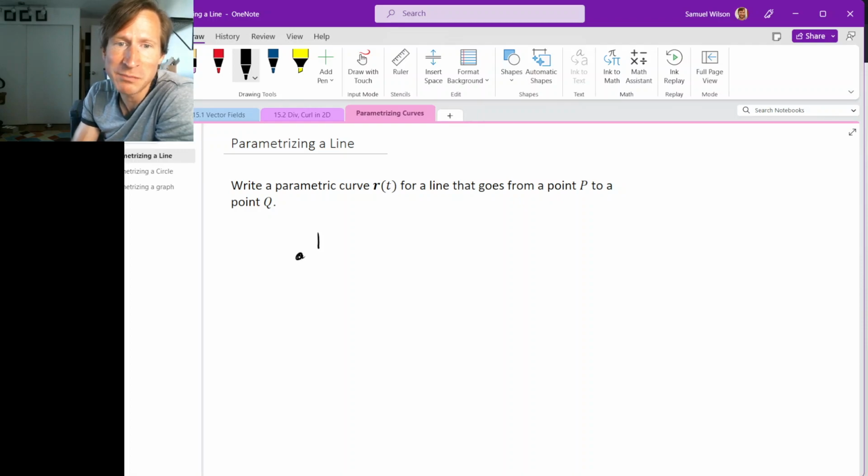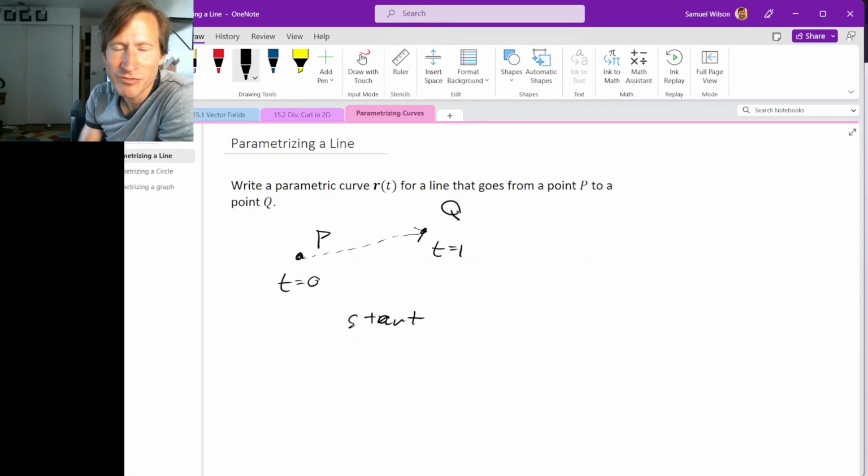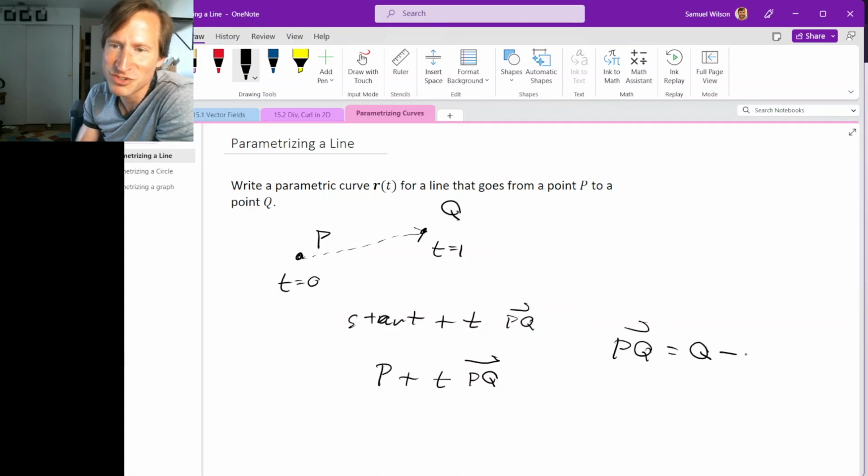So the first one is parametrizing a line segment. If we want to go from a point P to a point Q, and we want to parameterize a line segment that goes from P to Q, the easiest way to write down this parametrization is so that we're at P when t is 0 and we're at Q when t is 1. And the way to do this is just to write down the point that you want to start at, P, plus t times the vector from P to Q. And remember, the vector going from P to Q is just your end point minus your start point.